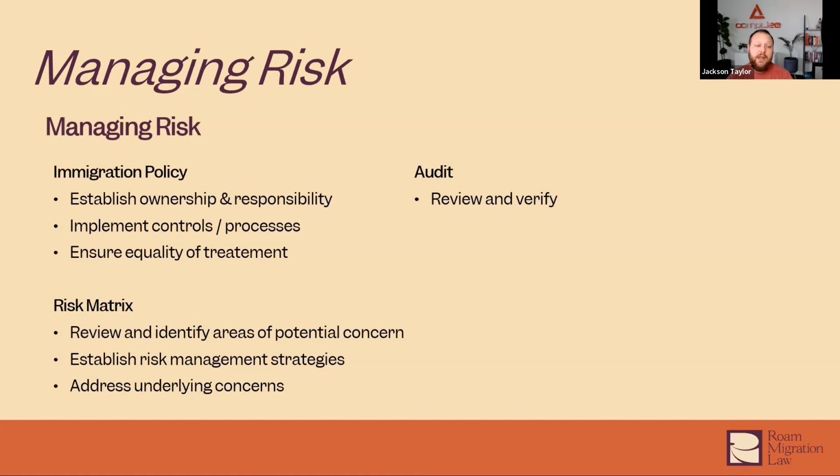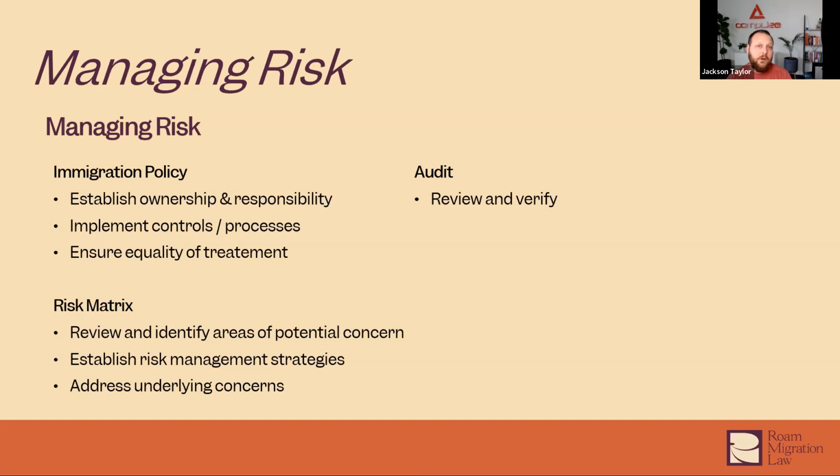The second thing is a risk matrix. Really important to understand where are our areas of exposure and what are we going to do to manage them. So this really marries in with the immigration policy as a tool to identify where are the potential trouble spots in the business from an immigration perspective and what can we do about it.